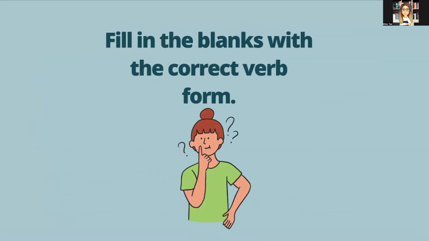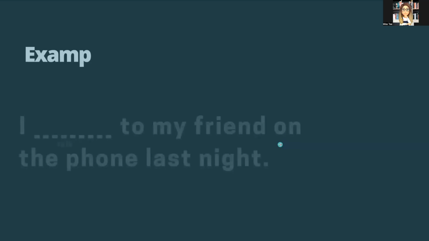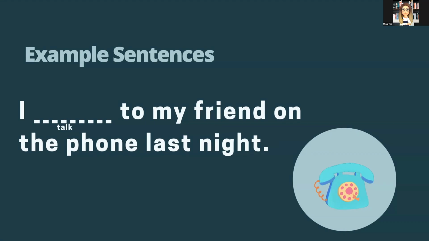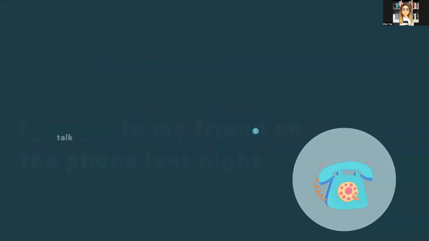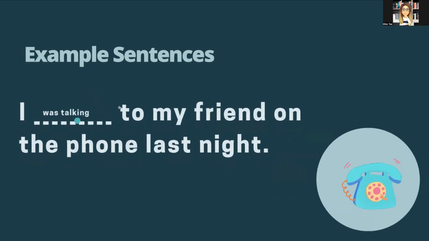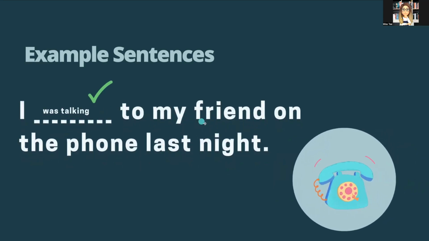Now let's test what you remember about this lesson. Here's our first example sentence. Then we have the verb talk here, to my friend on the phone last night. So how do we make this into past progressive? Let's see. I was talking to my friend on the phone last night.